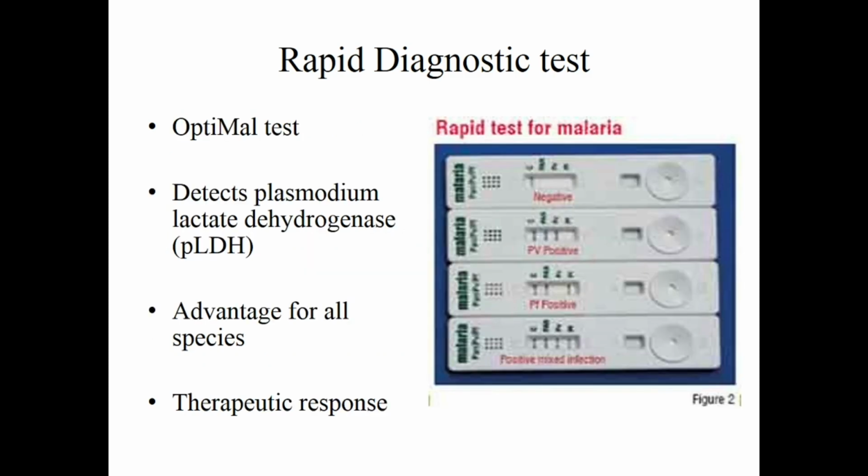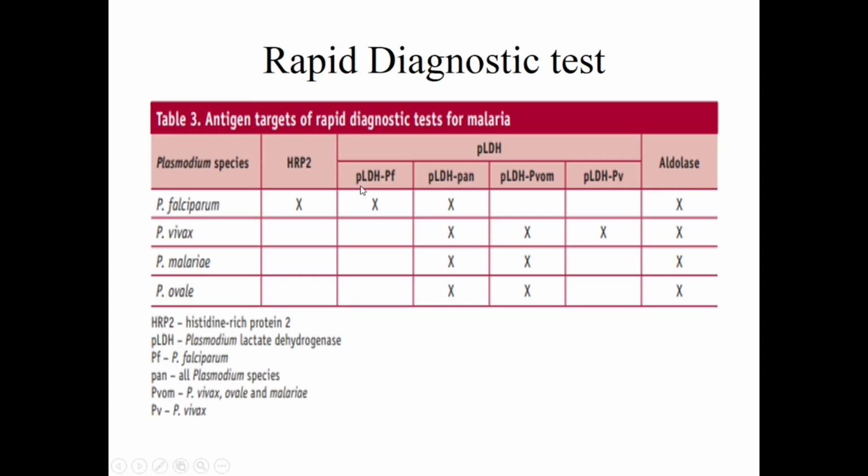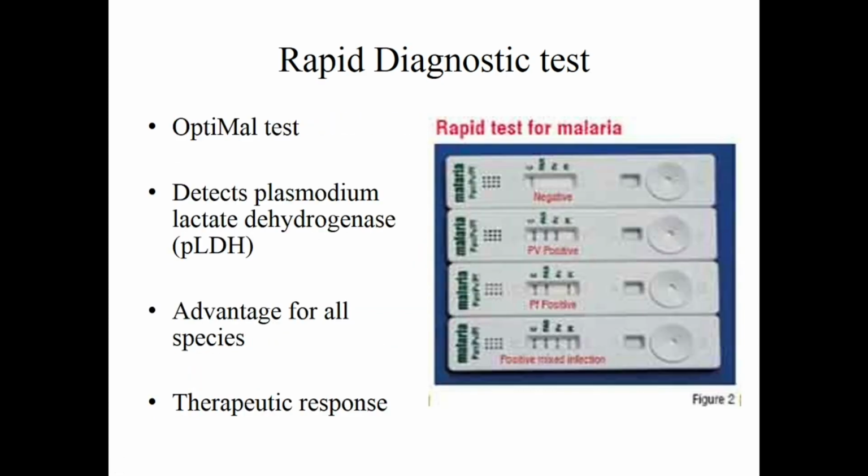This is another rapid diagnostic test, the OptiMAL test. It detects the Plasmodium lactate dehydrogenase. Usually this test is available as the pan LDH. If there's a strong suspicion, they go in for the HRP2 test just to see if Plasmodium falciparum is there or not. But there is also a certain LDH which targets only Plasmodium falciparum, so such a test can also be available in the market. So this is Plasmodium lactate dehydrogenase.